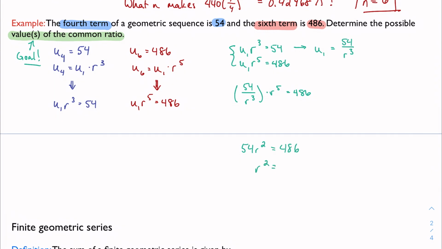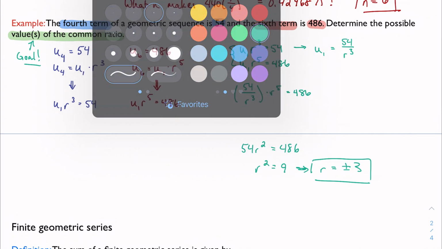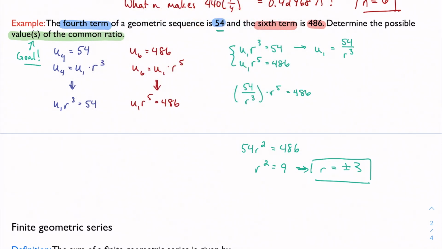Divide by 54. I've already done it, so I know R squared is 9, which means R is either plus or minus 3. There's no condition on R that says it has to be positive, so both of these solutions are valid. We don't know any other information. We don't know if, between the fourth and sixth terms, the fifth term is negative or positive, right? That would actually tell us whether we need to pick a positive or negative R, but we just don't know here. So the possible values of the common ratio are 3 or negative 3.